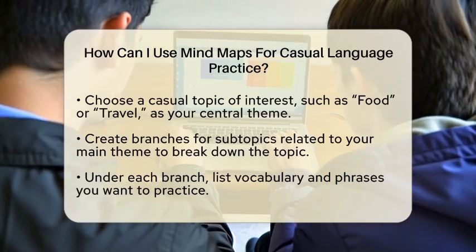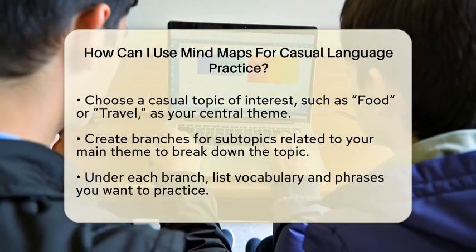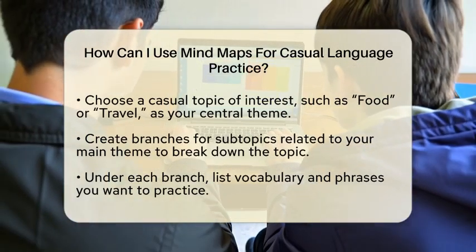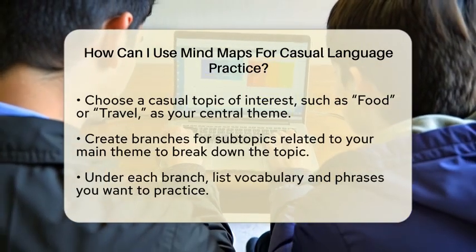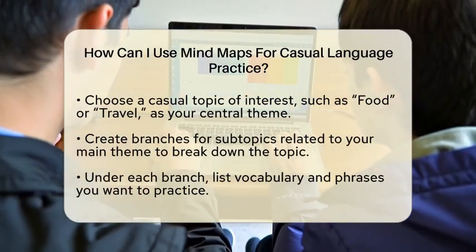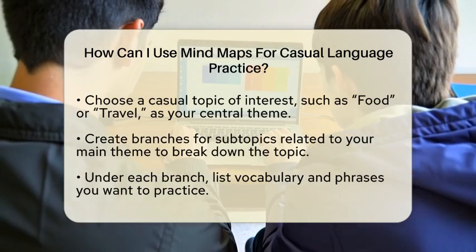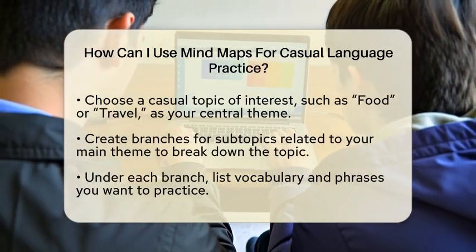Now it's time to add vocabulary and phrases. Under each branch, list words and expressions you want to practice. For instance, under fruits, you could include apple, banana, and orange. You can also add casual phrases like "I'm craving something sweet." This contextualizes your vocabulary, making it easier to remember.